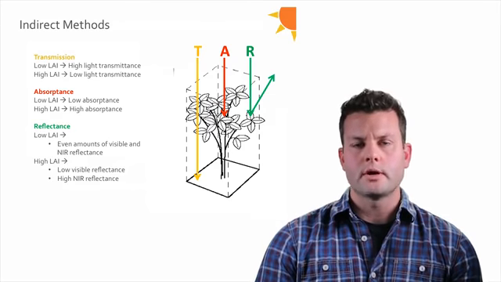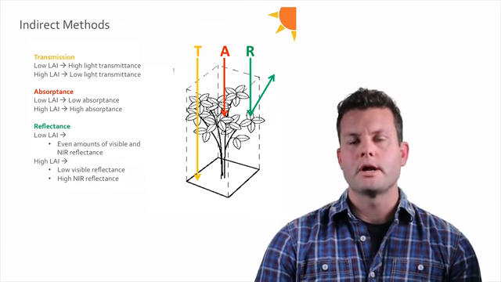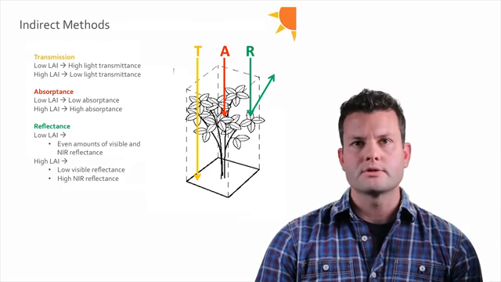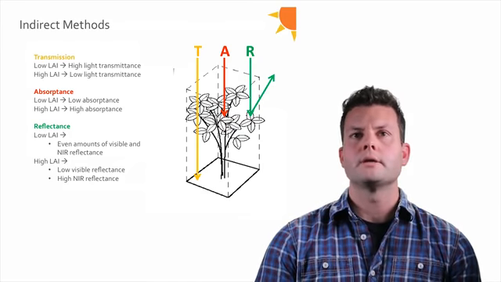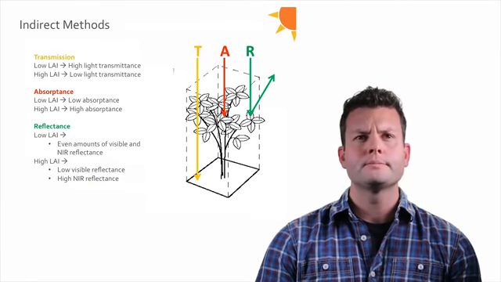We can measure two of these quantities. We can measure transmittance and we can measure reflectance. Absorptance, though, that energy is used by the plant and therefore is immeasurable.